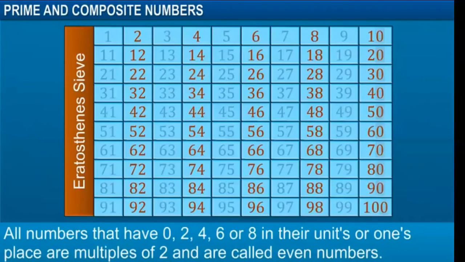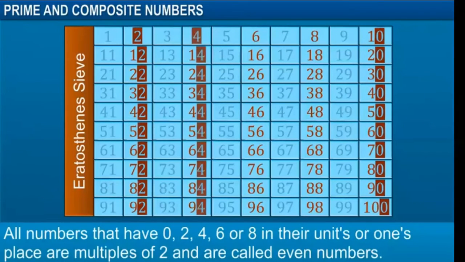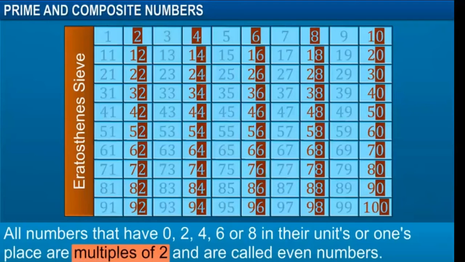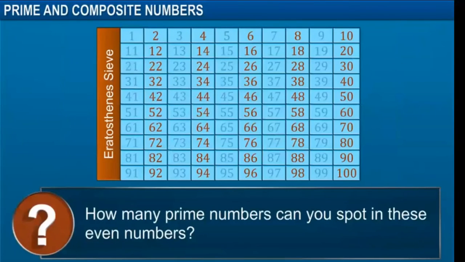All of them have 0, 2, 4, 6, or 8 in their units or ones place, and all of them are multiples of 2. Such numbers are called even numbers. How many prime numbers can you spot in these even numbers? How many prime numbers are there among these even numbers? 1. That is 2. Correct. Yes, 2.